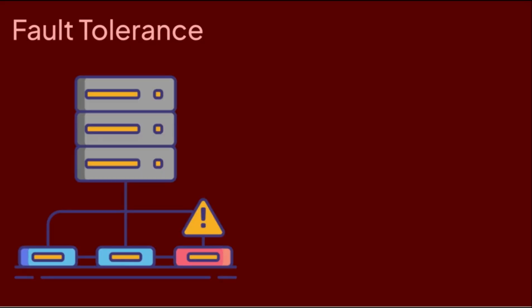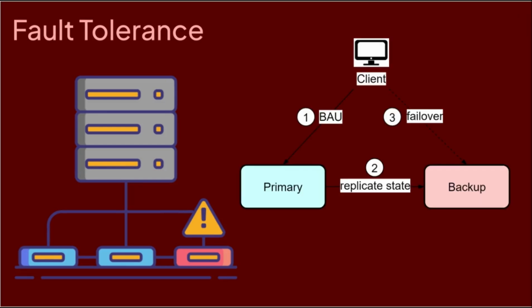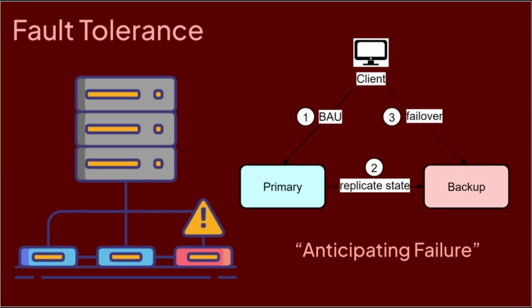2. Fault tolerance. Fault tolerance means your system can keep running even when something goes wrong. For example, if your database becomes unreachable, your app might switch to a cached version of the data until the database comes back. Designing for reliability means anticipating failure and building systems that respond well when things go wrong.